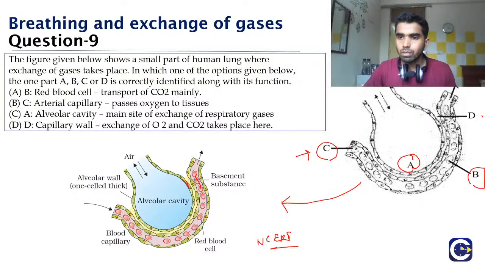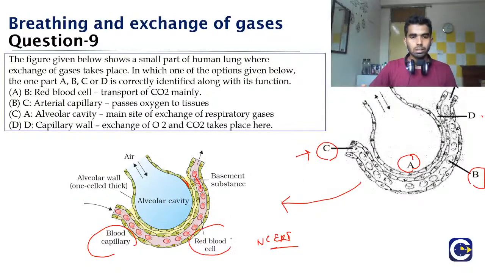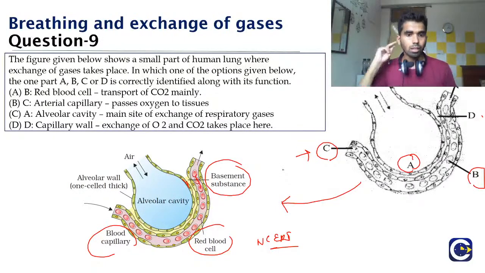Actually, there is some mismatch in the marking. Okay, actually C is the blood capillary, B is the red blood cells, D is the basement membrane, and A is the alveolar cavity. Now you have to identify the function of each of these.